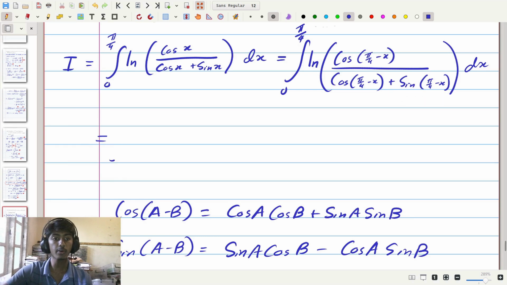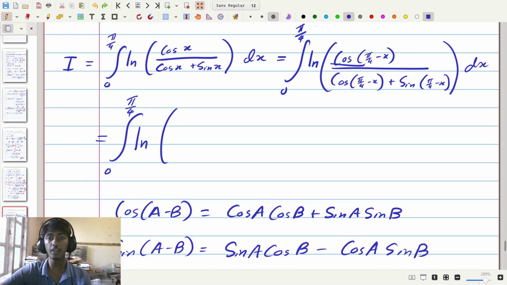So this is going to be equal to the integral from 0 to pi by 4 of, and on the inside here we have natural logarithm of. On top we have, instead of cosine of pi by 4 minus x, I need to write cosine of pi by 4 cosine of x plus sine of pi by 4 sine of x.